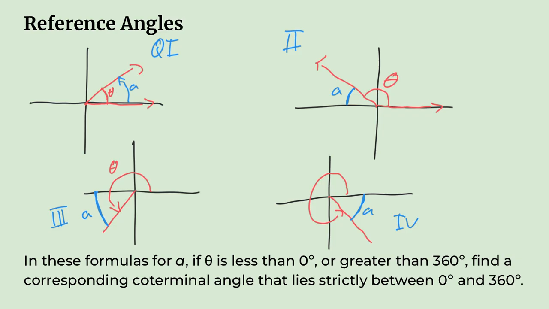So when we're using these formulas, you want this between 0 and 360 degrees. So if you're outside of that, either negative degrees or bigger than 360, use your coterminal angles to get them to be strictly between 0 and 360.